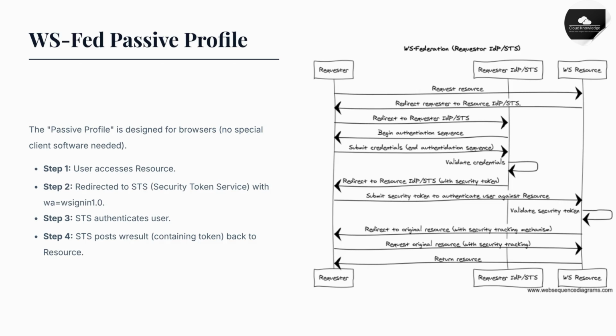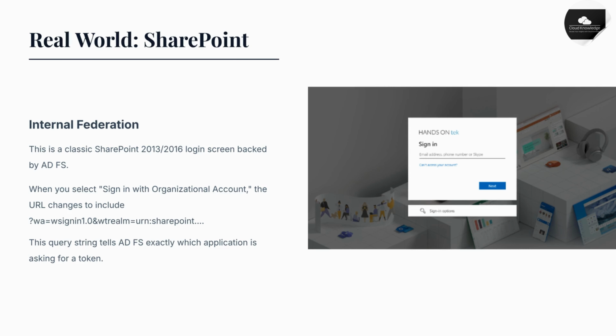The WS-Fed passive profile is designed for browser-based access. The user accesses the resource, is redirected to the Security Token Service, or STS, authenticates, and the STS posts the token back to the resource. A classic real-world example is a SharePoint login backed by AD FS.